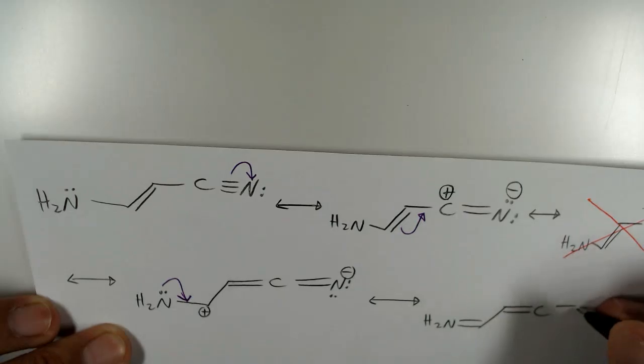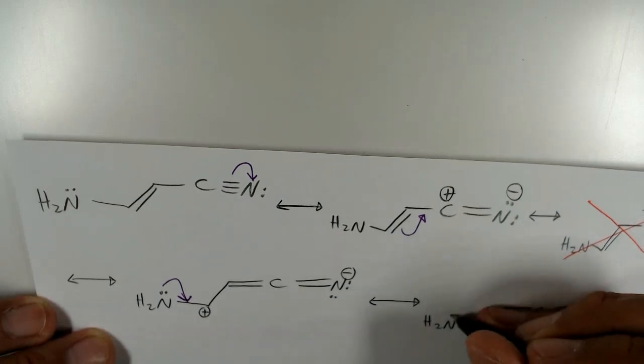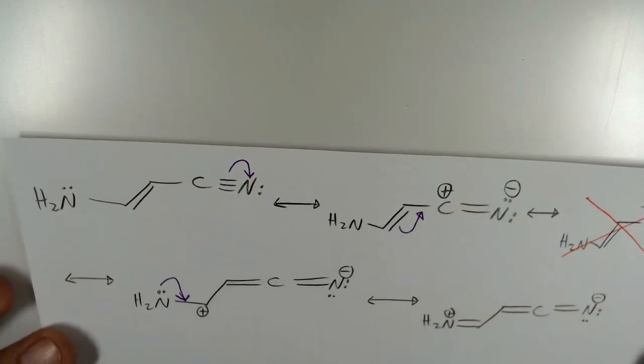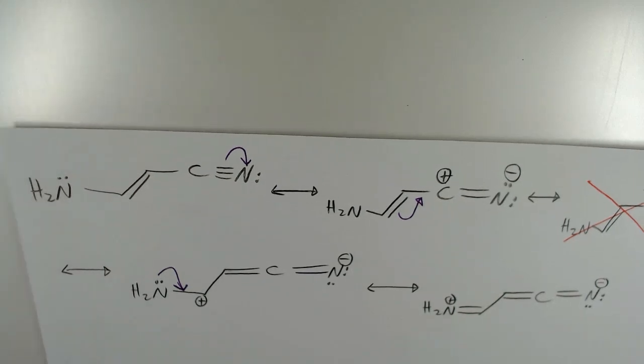Okay. And don't forget about the formal charges, it should end up like so. You have a positive on the left nitrogen and a negative on the right nitrogen. But if you look at each individual resonance structure, the total is zero every single time. That way you're making sure you're maintaining consistency with the formal charges.